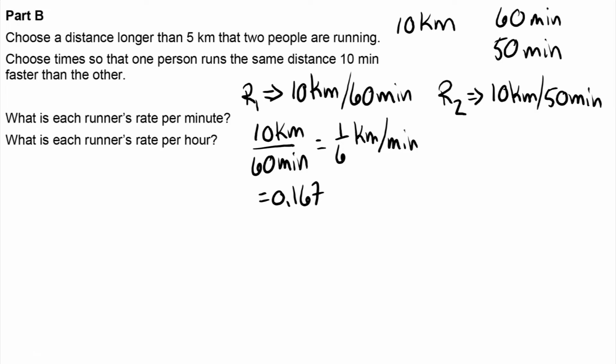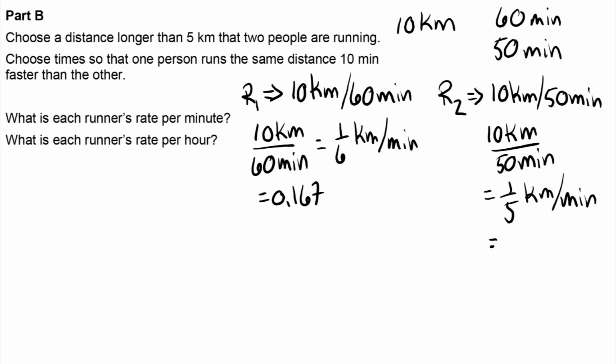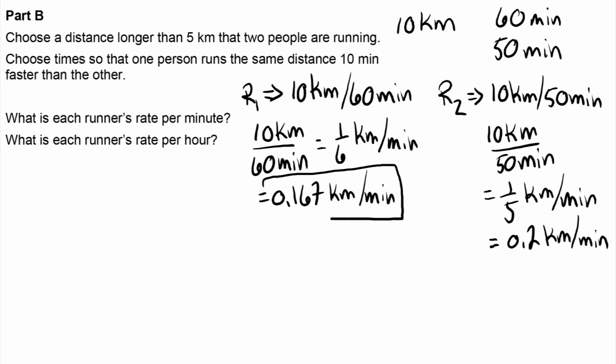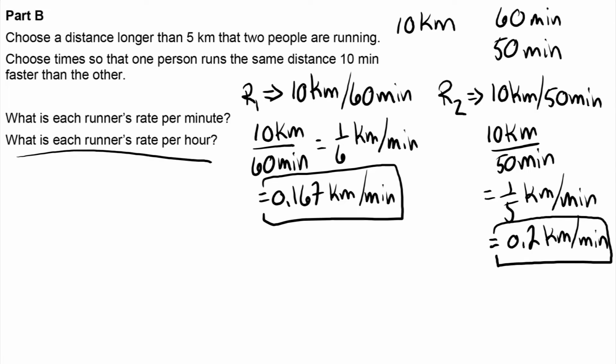0.167. Runner number 2 is 10 kilometers per 50 minutes, which is the same as saying 1/5 of a kilometer per minute, which is easy math to do, is 0.2 kilometers per minute. So we have two rates right now, both of them in kilometers per minute. The next part of the question asks us, what is the rate per hour?